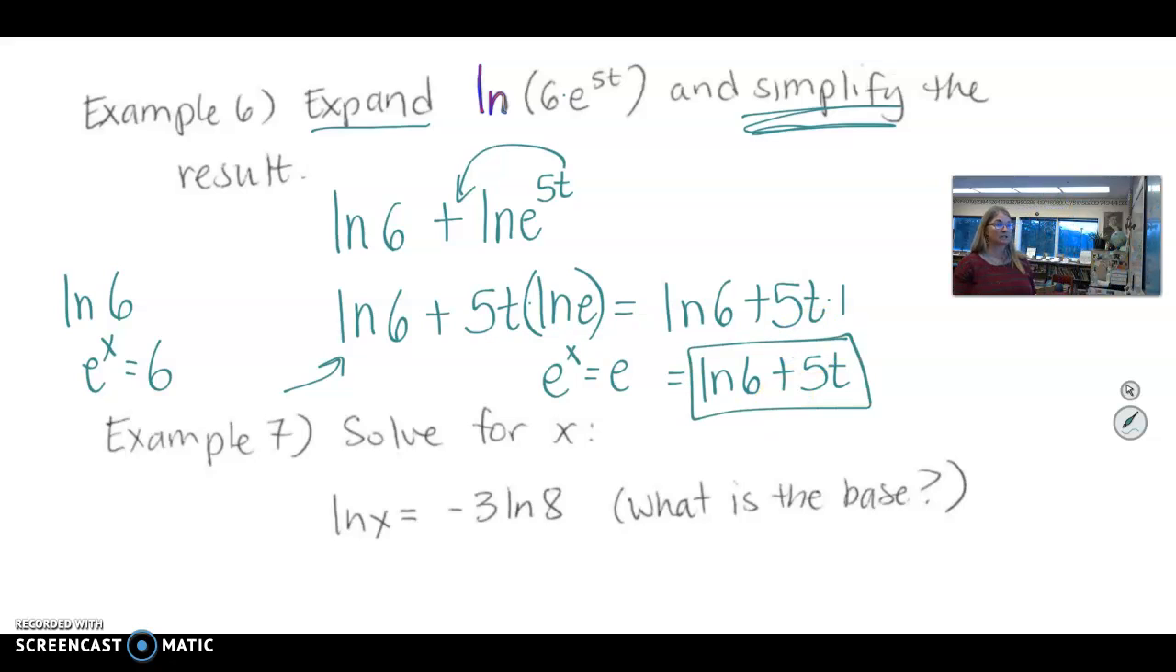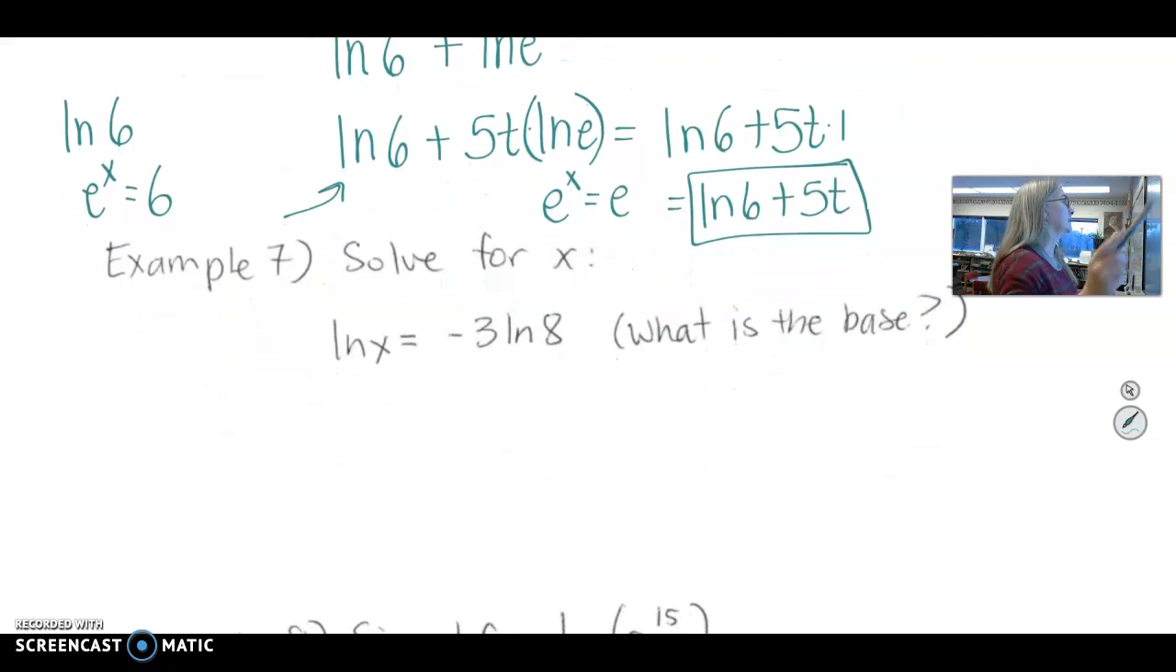And so we're going to do this, nope, example 7 is a little bit different. We're going to solve for x. So what we can do is we can first of all think about what the base is for both sides here. We have ln of x and ln of 8 over here. Those are both base e. So I can't really do much with ln of x right now, so I'm going to leave that side alone.